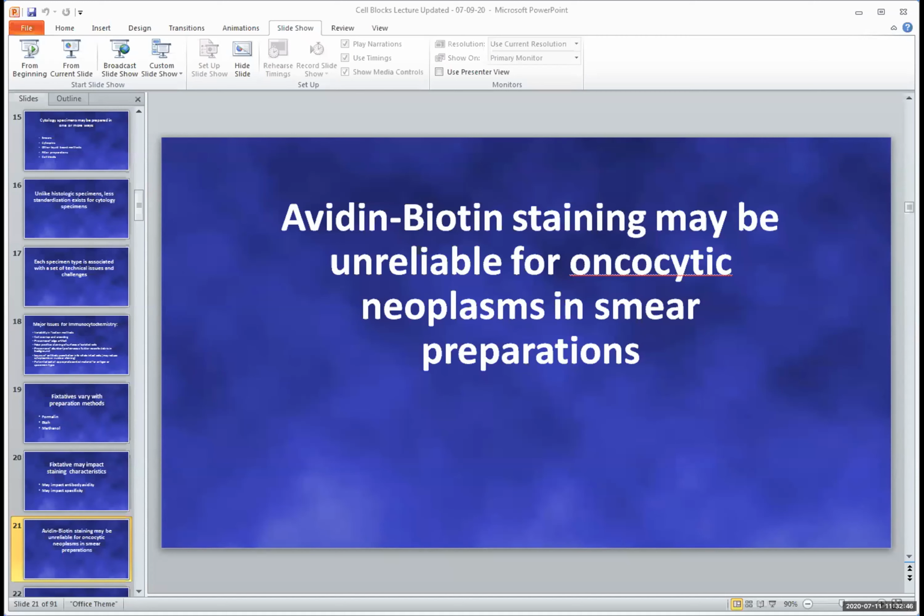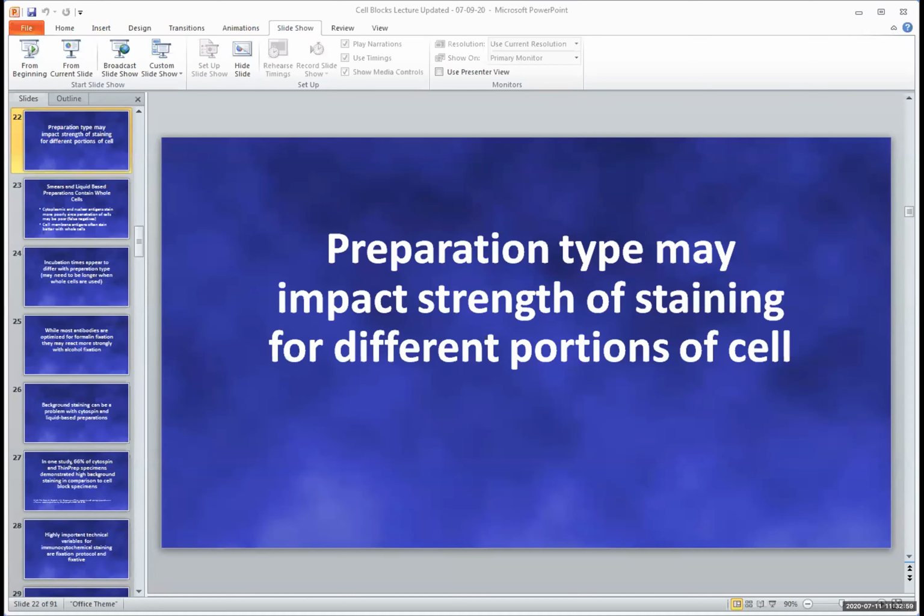And indeed, oncocytic neoplasms, Hürthle cell neoplasms in the thyroid are known to react in a non-specific manner when avidin and biotin staining is used. So it can lead to false positives if you don't understand the limitations or characteristics of your stain, and therefore for cytology preparations, that's one reason to use cell blocks, where we know the technique very, very well from our surgical pathology experience. Now, preparation type may impact the strength of staining of different portions of the cell.